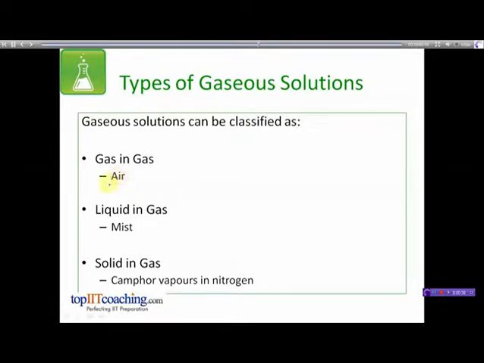The second type of gaseous solution are the liquid in gas solutions. That is, liquid is the solute and solvent is a gas. For example, mist, in which tiny droplets of water hang in the air. The third type of gaseous solutions are the solid in gas solutions, in which a solid solute is dissolved in gaseous solvent. For example, camphor wafers in nitrogen.